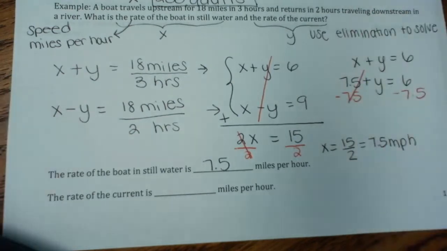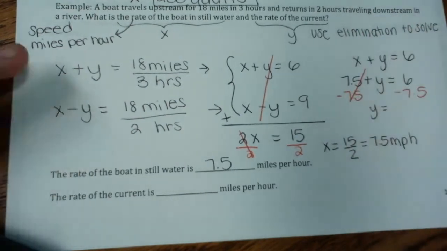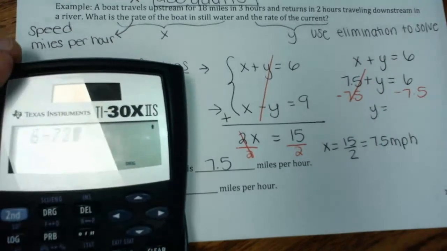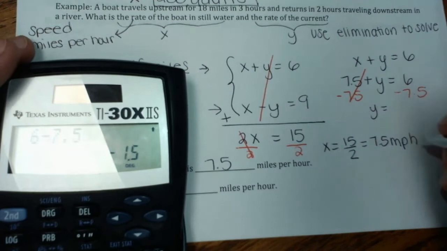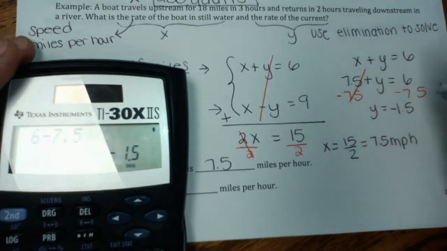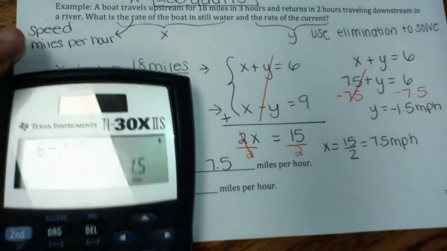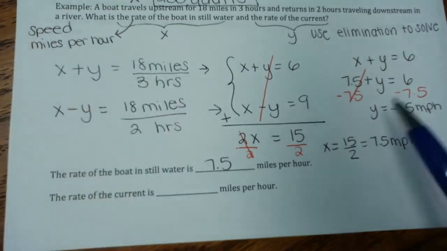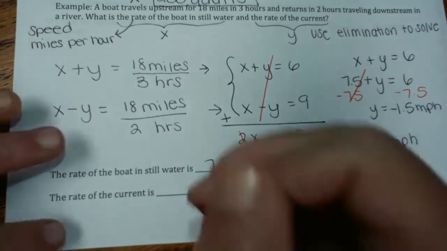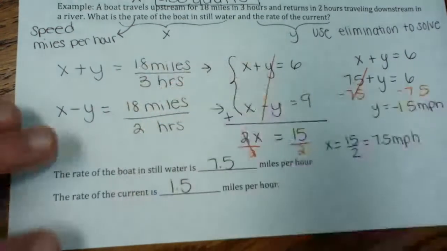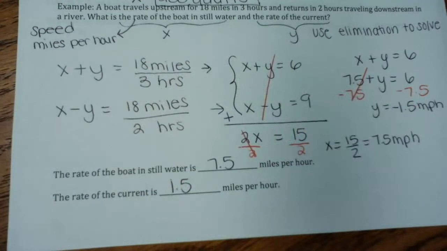That way those cancel. We are left with y equals 6 minus 7.5. And that will give us negative 1.5. Again, y is our rate of the current, so that's going to be our rate in miles per hour. So the rate of the current, even though it's negative with the math, I don't want to say the rate's negative. That just means we're going downstream. So 1.5 miles per hour. And that's that example.